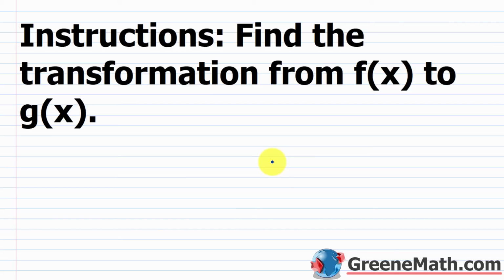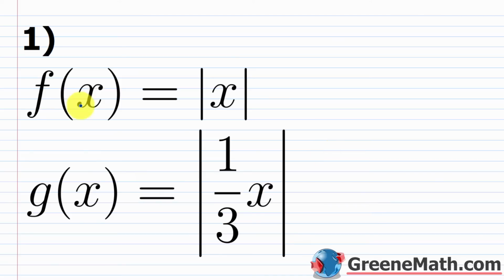All right, let's take a look at the practice test. For the instructions, we're asked to find the transformation from f of x to g of x. All right, for problem 1, we have f of x equals the absolute value of x, and then g of x equals the absolute value of 1/3 x.